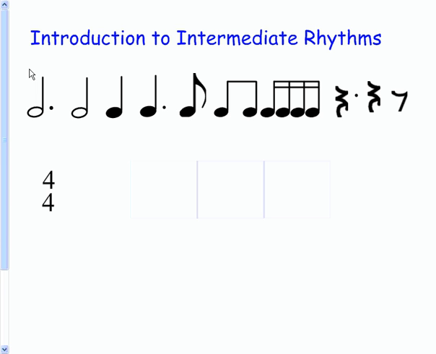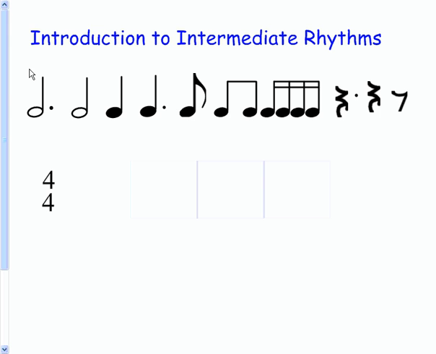All right, welcome to Introduction to Intermediate Rhythms. Now, if you have not gone over the basic rhythms, please visit the video Introduction to Basic Rhythms before beginning this one, or this one will make no sense.